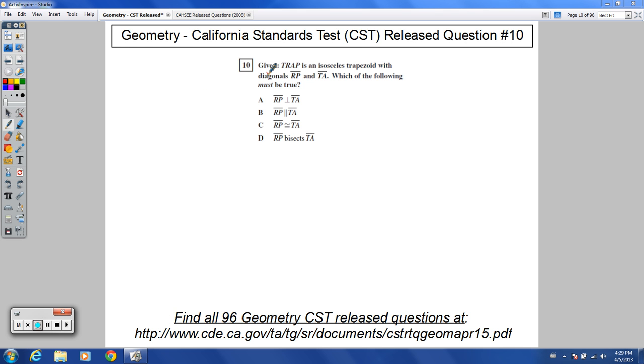Welcome to release question number 10 for the CSTs for geometry. We are given that trap is an isosceles trapezoid with diagonals RP and TA. So let's draw a picture of that first. Let's draw a picture of trap.